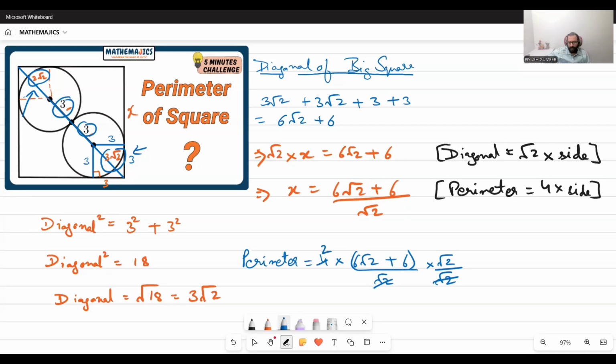And now we can multiply everything inside the bracket. We will get 2 times 6, 12. 12 times 2 is 24. Plus 2 times 6 is 12. 12 times root 2 is 12 root 2. So this will be our perimeter: 24 plus 12 root 2. This will be the perimeter of the square.